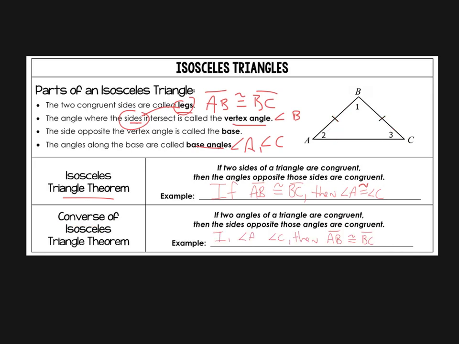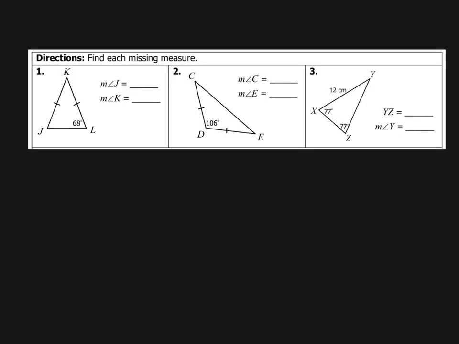All right, now let's try to put some of this newfound knowledge to work. The first thing I see here is that these two sides are marked congruent, so I'm dealing with an isosceles triangle, which tells me that the angles opposite those sides are also congruent. So if angle L is 68 degrees, then angle J is automatically 68 degrees. And I know that all three angles add up to 180 degrees because of the triangle sum theorem.